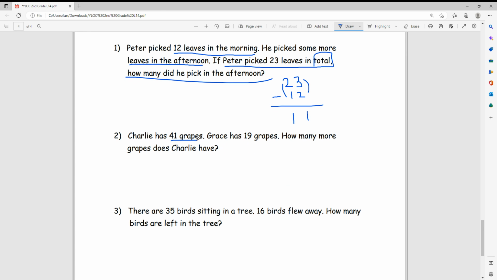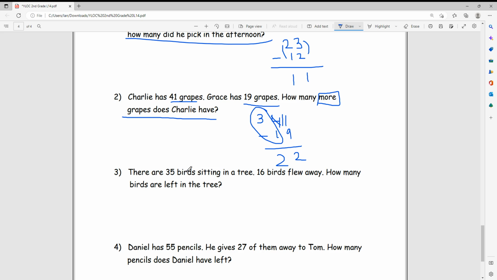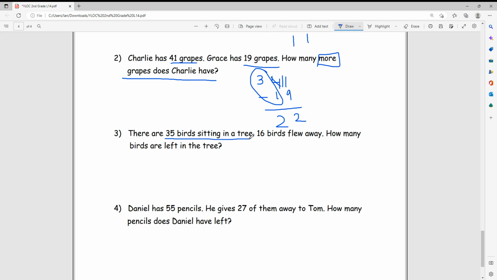Next is Charlie has 41 grapes. Grace has 19 grapes. How many more grapes does Charlie have? So the keyword here is more. We want to figure out how many more Charlie has. So we're going to do 41 minus 19. Cancel this out because 1 can't go into 9. And this will turn into 3 because we're subtracting by 1. We drag a 1 over here. So it would be 11 now because we just add 10 to this one. So now it's 11 minus 9. And 11 minus 9 equals 2. And now 3 minus 1 equals 2. So it's 22.